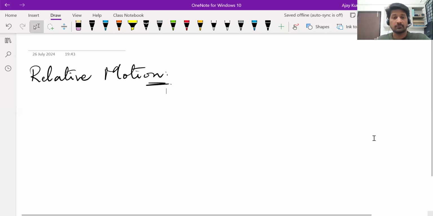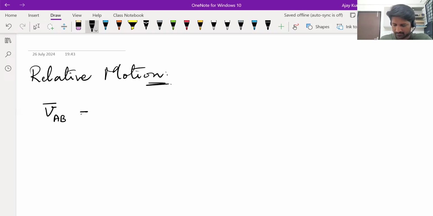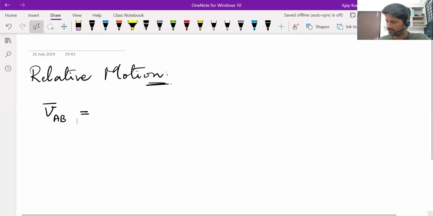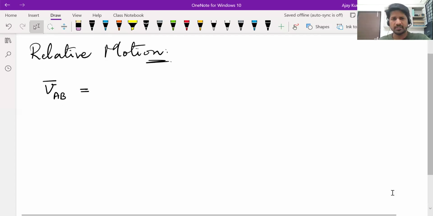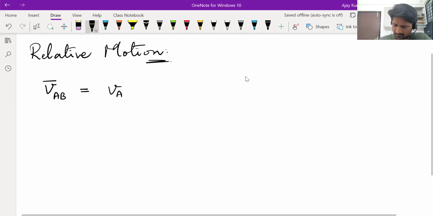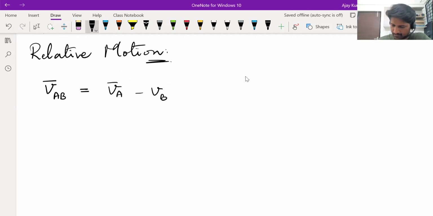Can one of you quickly tell me the formula for velocity of an object A relative to an object B? This is the basic formula for relative velocity. VA minus VB, sir. Okay. So if you know the individual velocities of two objects, then you can find out their relative velocity using this formula.